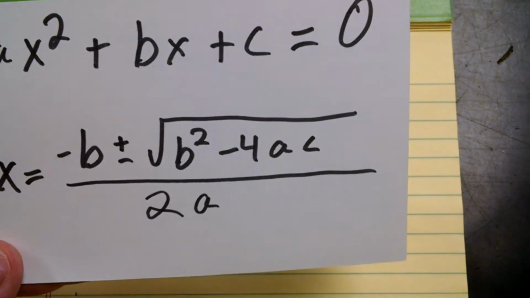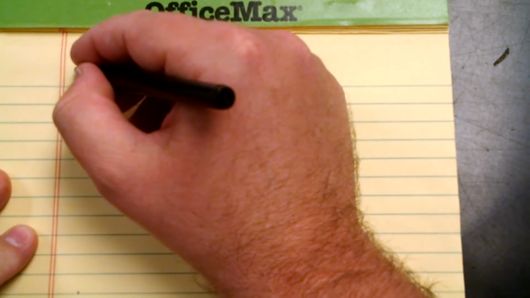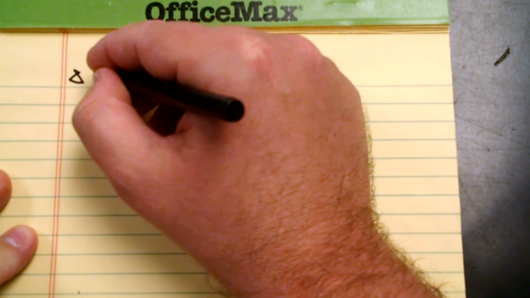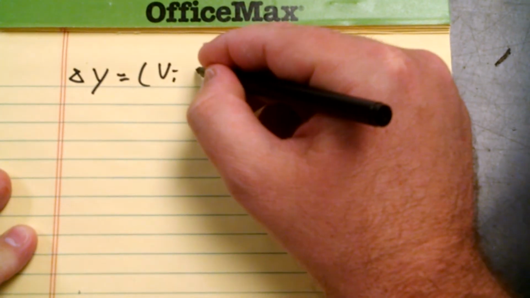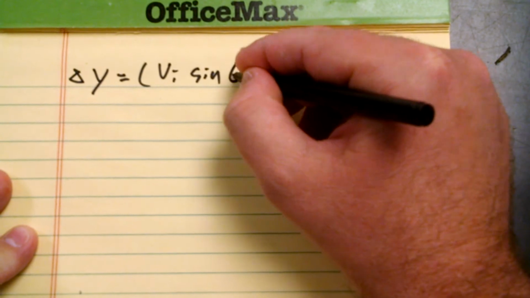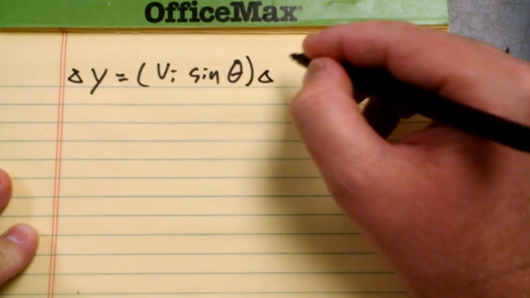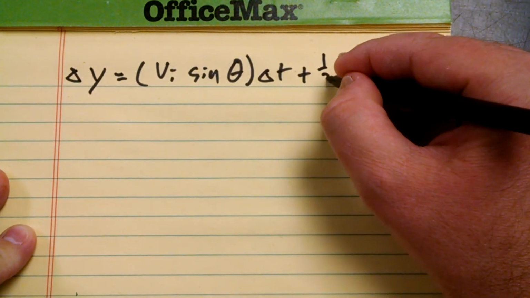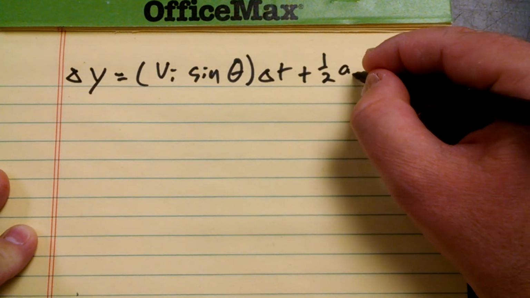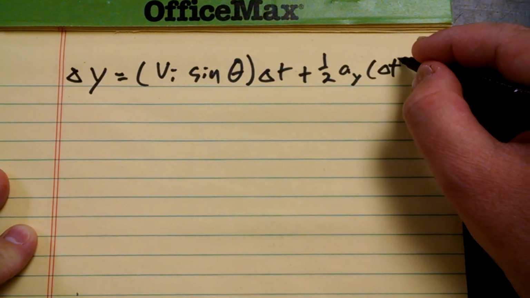Now, how does this relate to our physics formula? Well, let's take a look. Okay, first off, I'm going to write this down on the paper here. The original formula, delta y is equal to vi sine of theta. There's a reason for me writing it like this, so I'll explain that in a little bit, times delta t plus 1/2 ay times delta t squared.